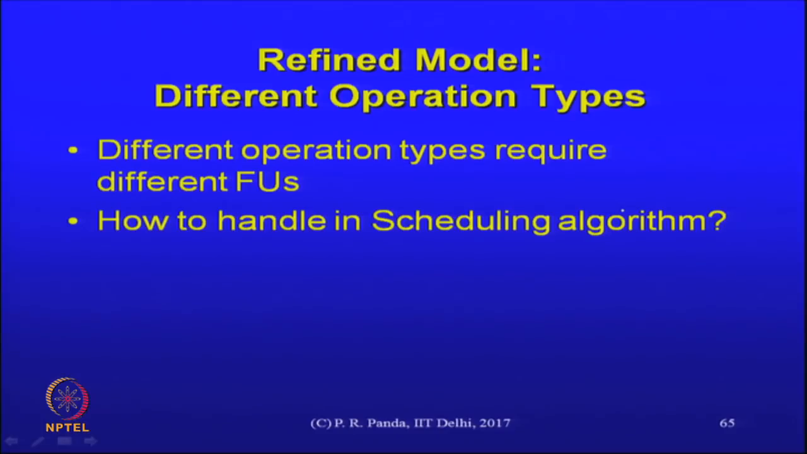Okay, let us refine this model by getting rid of some of the assumptions that we have made. First, of course, different operation types require different function units. The assumption in that first problem was that there is only one type of resource, so all the nodes would be realized using that one resource type. But what if you had different operation types? You had additions, you also had multipliers. You still have the same graph as the input, but now you have different function units. How would you handle this in the scheduling algorithm?